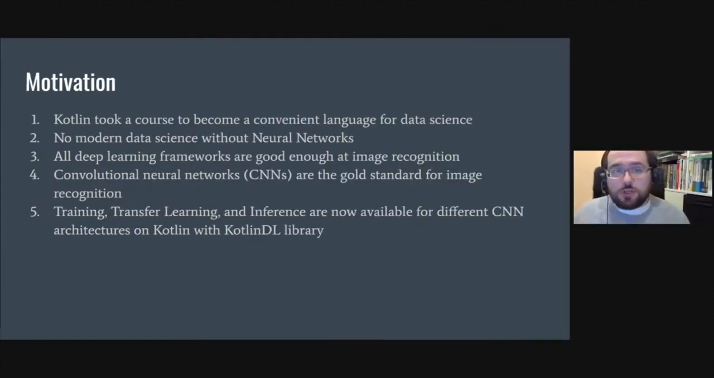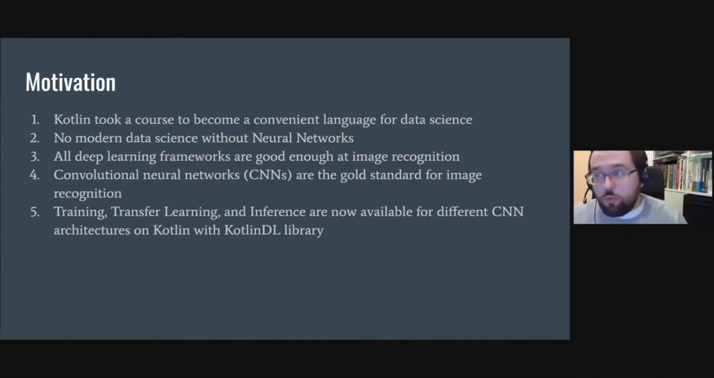So what is the motivation to create a new deep learning framework? First of all, I think that Kotlin is a convenient enough language for data science. It's better than Java for the creation of different DSLs and, of course, different builders. For example, the most famous framework for deep learning in Java, DL4J, has not a pretty API, and it could be improved with a Kotlin DSL, with different builders.